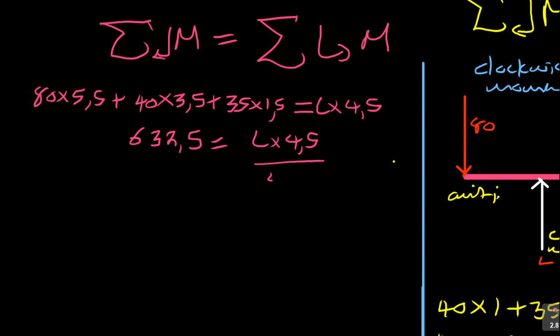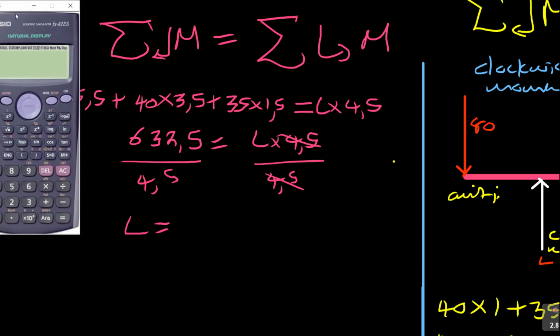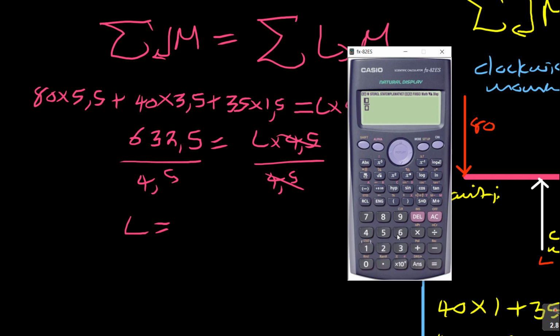Then what do you do? Like previously, you divide by 4,5. It will give us the support at L. If I do that, I'm just going to say 632,5 divided by 4,5, and then I'm getting 140,55555, which is 140, by the way, you can round off with this calculator.